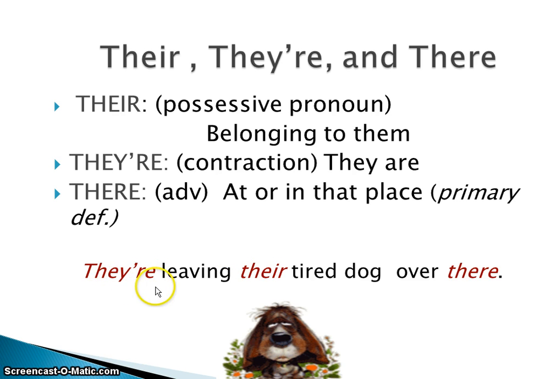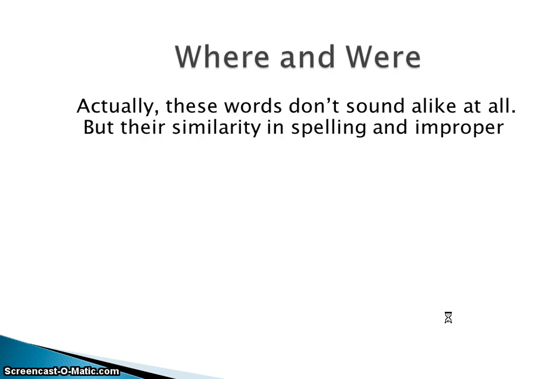Okay, so look here at this sample sentence again. You have: they're leaving their tired dog over there. So there's the contraction, they are. Their dog means it's possessive. It belongs to them. It's their tired dog. Looking over there is a place. You guys got this? Look at this pup. He wants you guys to do so well with this. Trust me.